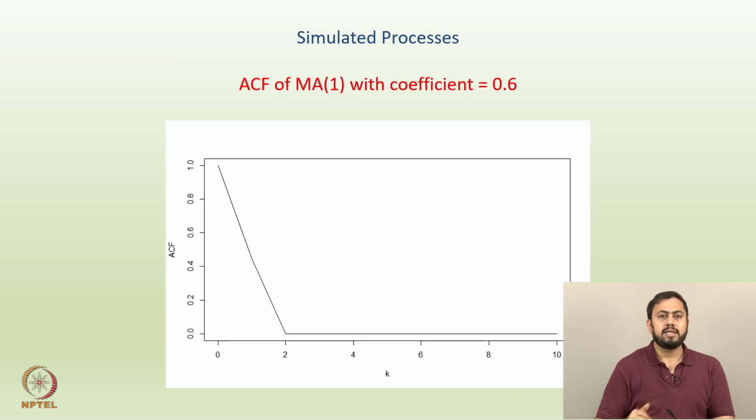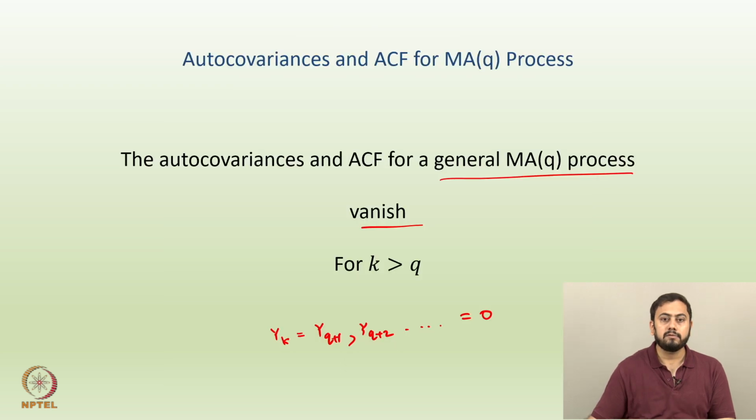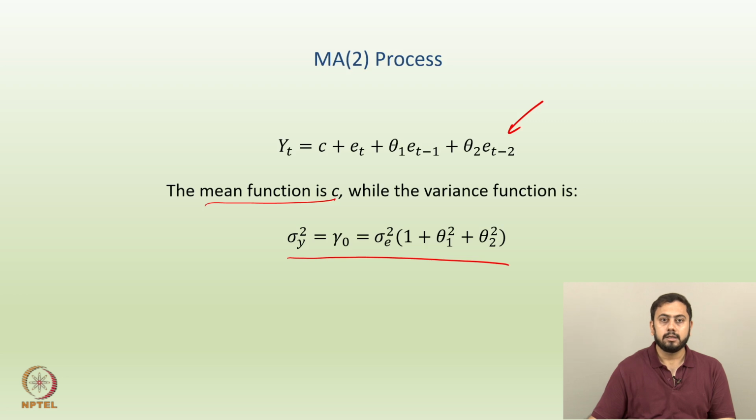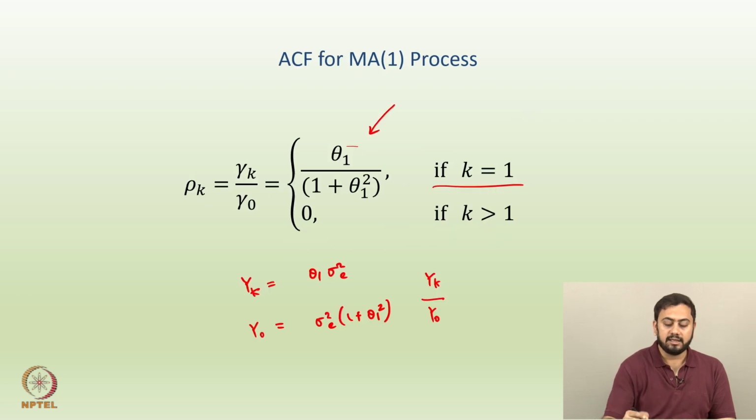Again, here we have some illustrations, some simulations. In the first plot, we have the ACF for a particular MA(1) model where the coefficient is 0.6. So 0.6 is nothing but the value of theta 1 here. Now notice one thing: this plot is the correlogram, or the ACF plot. If you go back a couple of slides, we have the ACF function for MA(1), which we derived. The value is theta 1 divided by 1 plus theta 1 square.